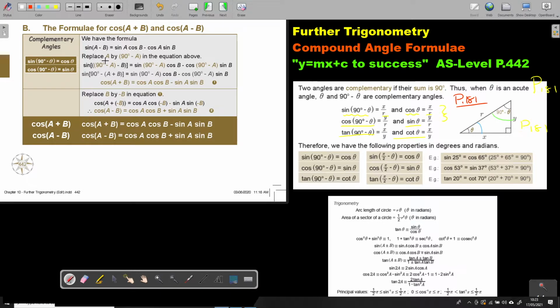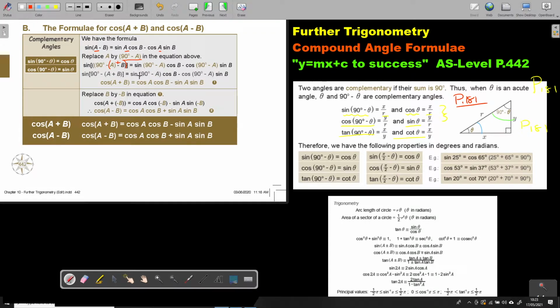Now replace A. Every time you see A, replace it with 90 minus A. So I replace 90 minus A, 90 minus A, 90 minus A. Now I simplify. This is just 90 minus, and if I want to put a bracket there, I must change that to a positive. So this is A plus B. Now, what is sin(90 minus A)? So sin(90 minus theta), or A, will just be cos.